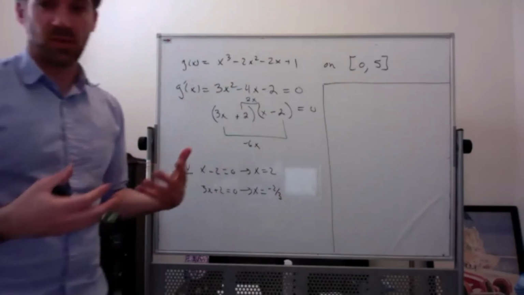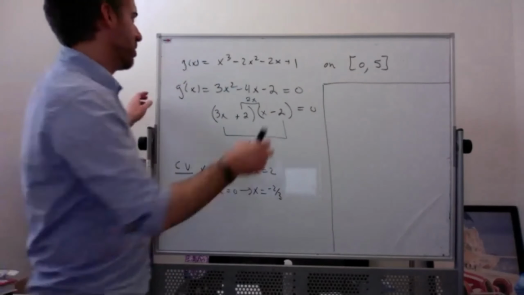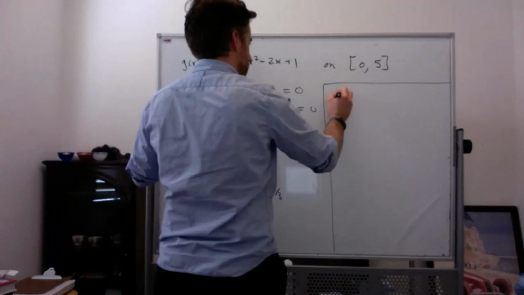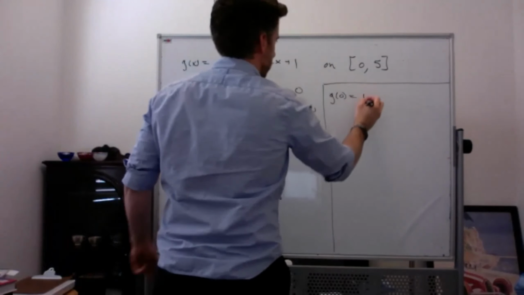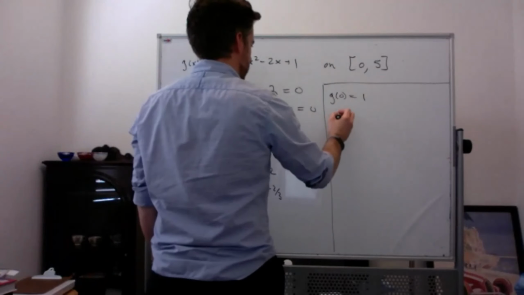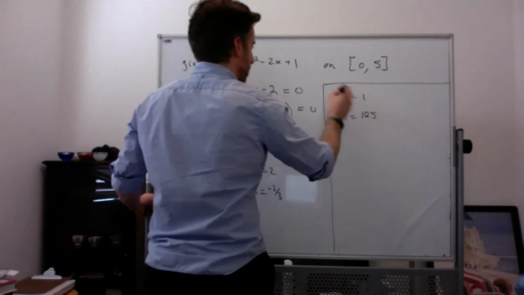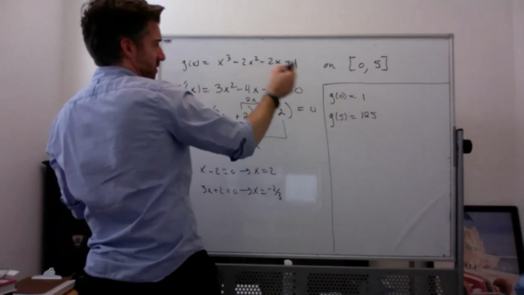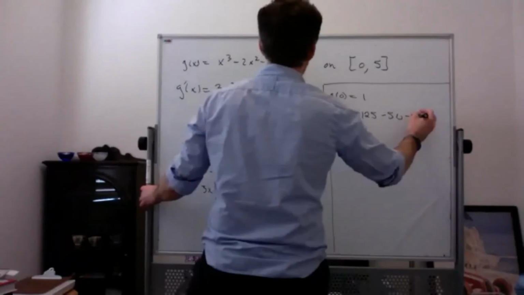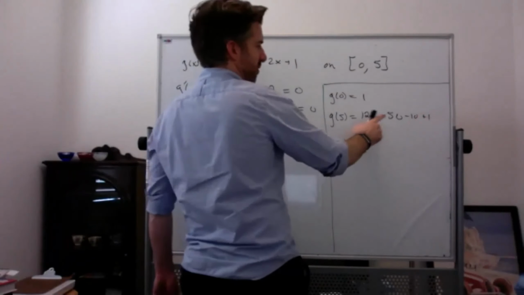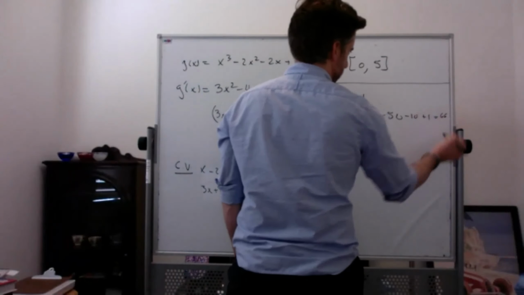I really want to stress this: we're plugging the points into the original function. So looking at my endpoints, g of 0 is 0 minus 0 minus 0 plus 1. And g of 5 is a little bit more work. 5 cubed is 125. Minus 2 times 5 squared is 2 times 25, so minus 50. Minus 2 times 5 is minus 10, plus 1. So 125 minus 50 is 75, minus 10 is 65, plus 1 is 66.